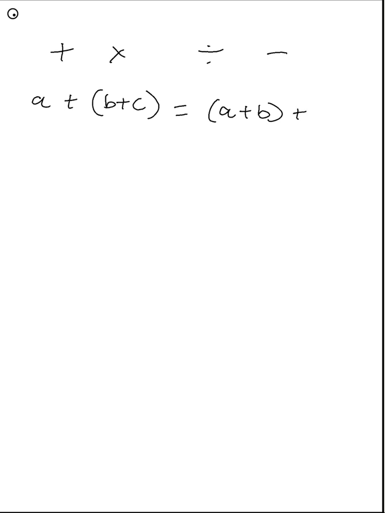Associative property. So pretty much it only works for addition and multiplication. Please do not try to use it for division and subtraction. The associative property for addition is A plus (B plus C) is the same as (A plus B) plus C. For multiplication, it is (A times B) times C is equal to A times (B times C).